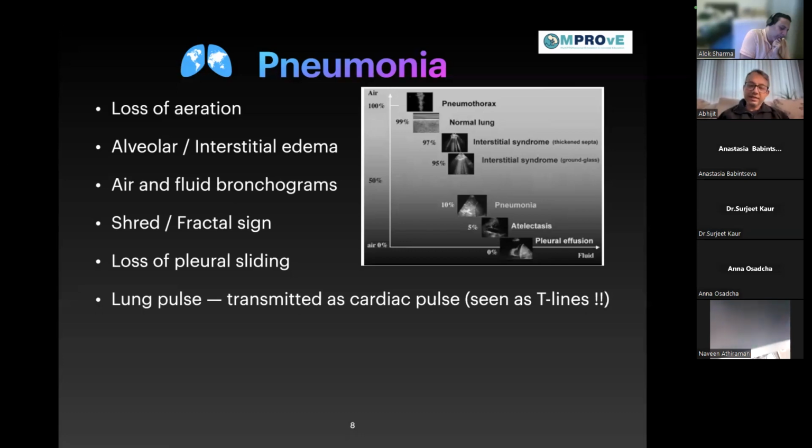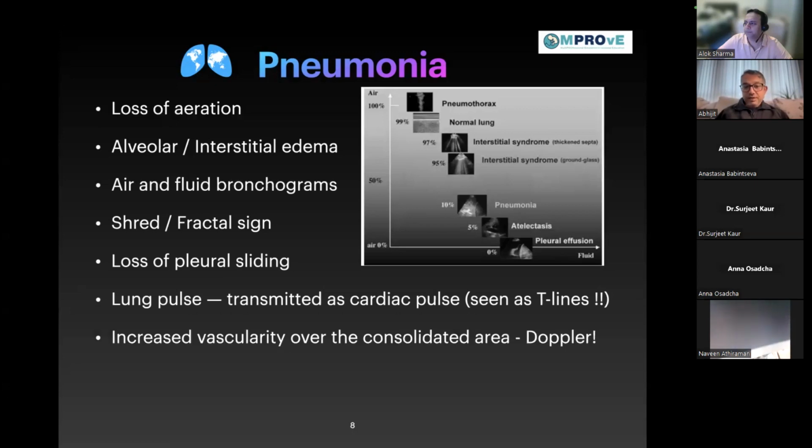You can imagine this as when you elicit the fluid thrill sign in an ascitic patient. You tickle one end of the abdomen, you can feel the trickle on the other side of the abdomen. So some similar kind of thing is going on with the lung pulse. It transmits the cardiac pulses, which is typically seen as T lines on the lung scan.